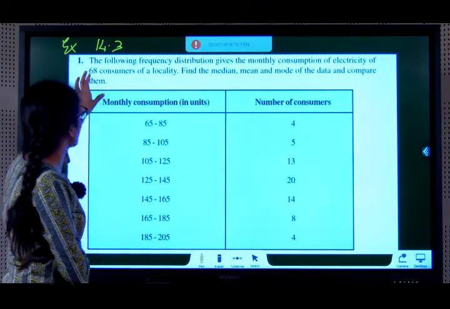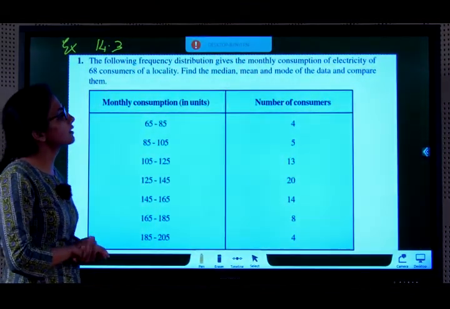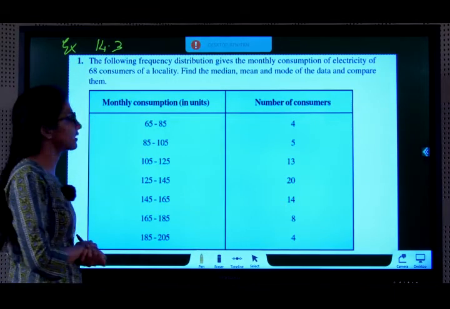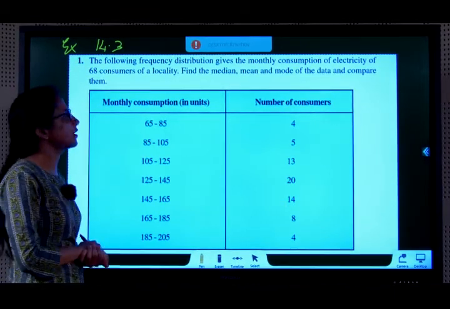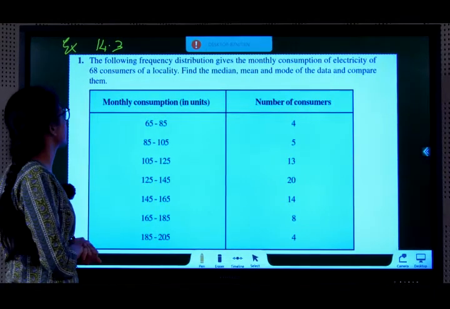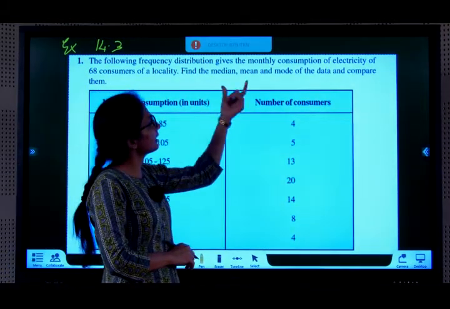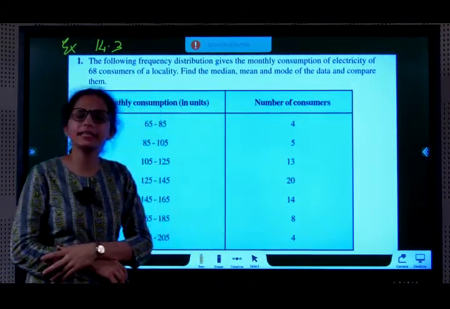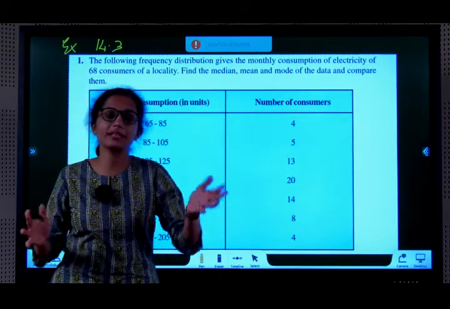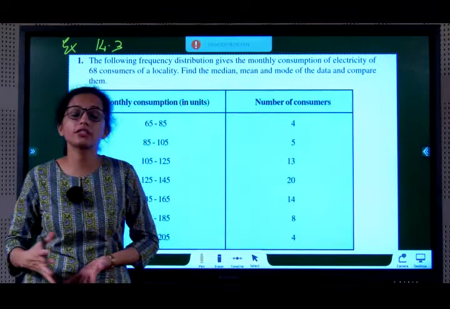Let's start with exercise 14.3, first question. The following frequency distribution gives the monthly consumption of electricity of 68 consumers of a locality. Find the median, mean and mode of the data and compare them. See, when they ask median, mean and mode of the data, the problem becomes too lengthy. Mean itself takes so much time, mode not so much, because you don't have to draw a very big table, and even if you don't draw the table, no problem.